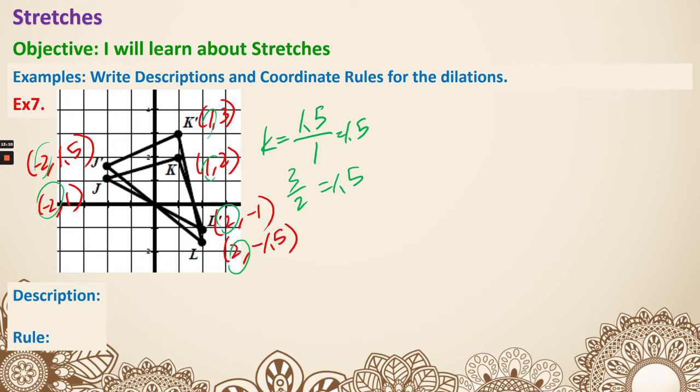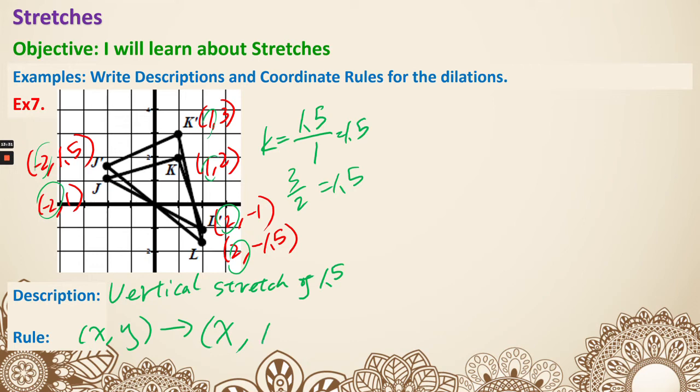Description: in this case, you can see the y value is the number that changed. So it is going to be a vertical stretch of 1.5. Now we need to write the rule, which means we don't change the x, but we change the y to 1.5y. That is example 7.